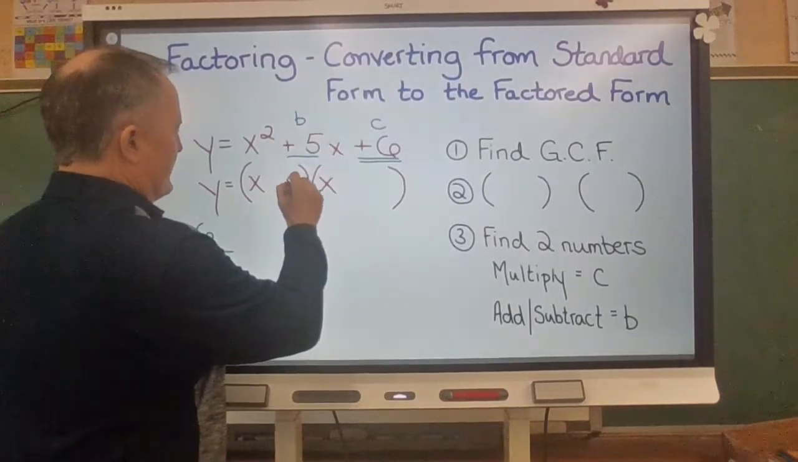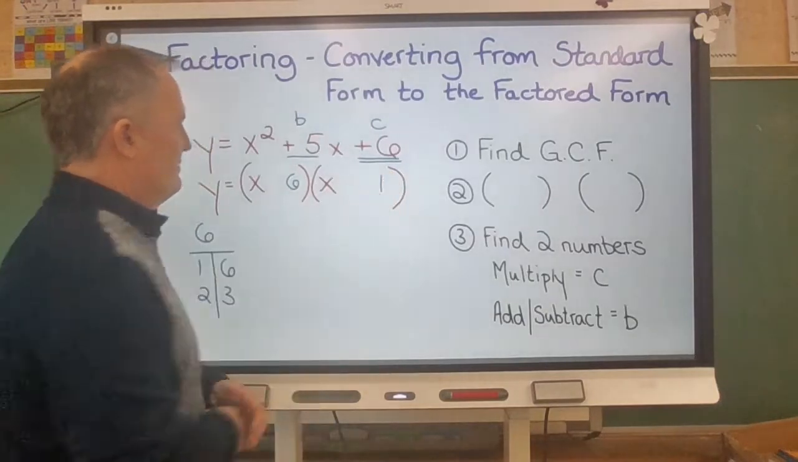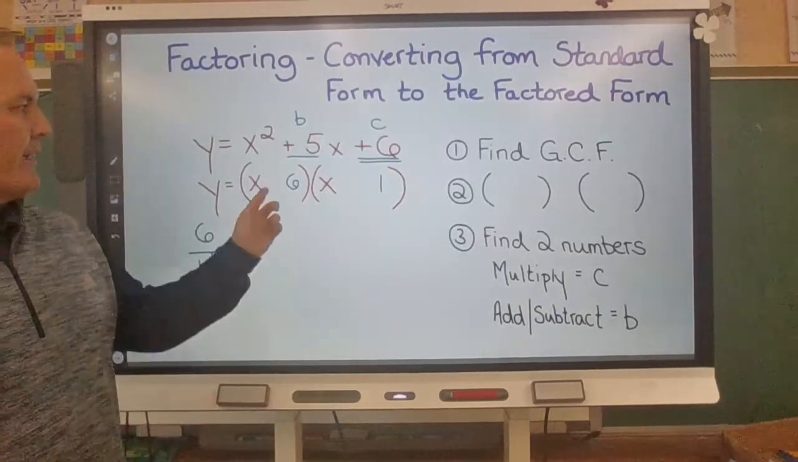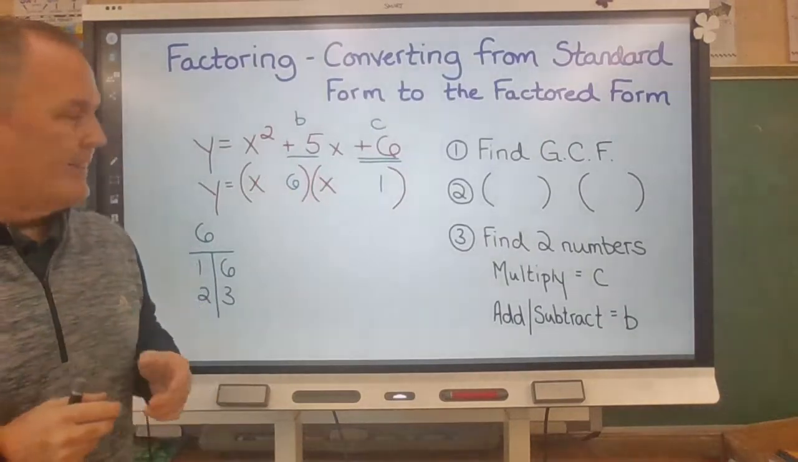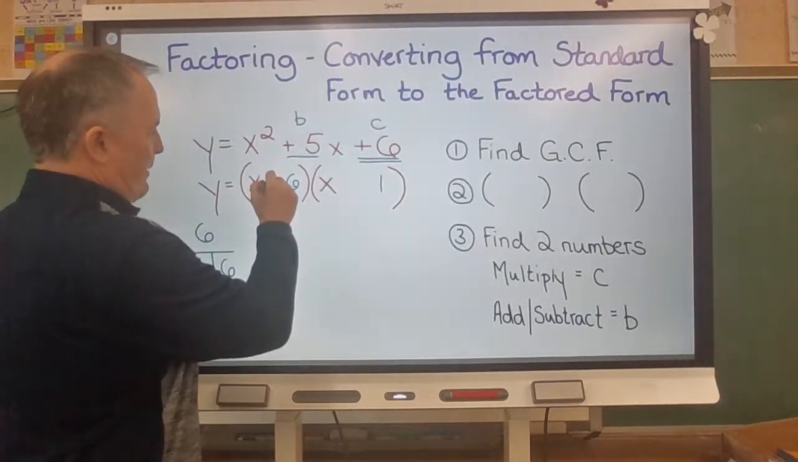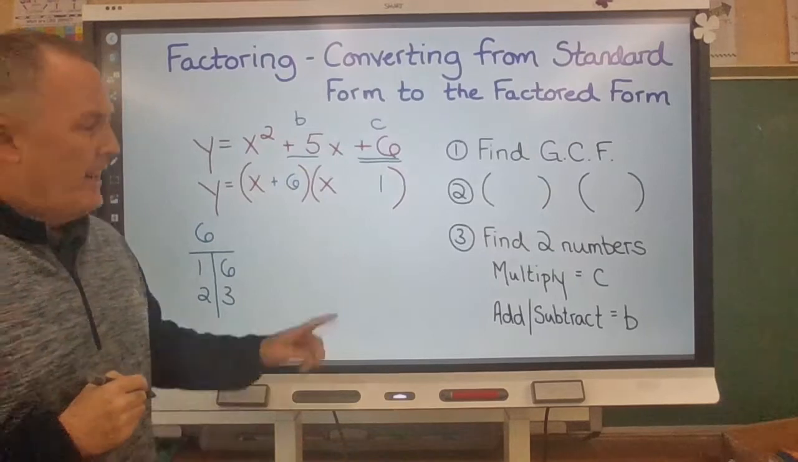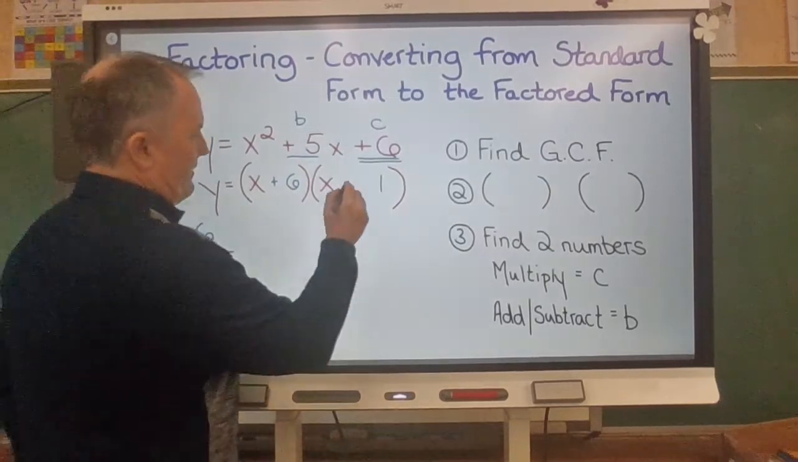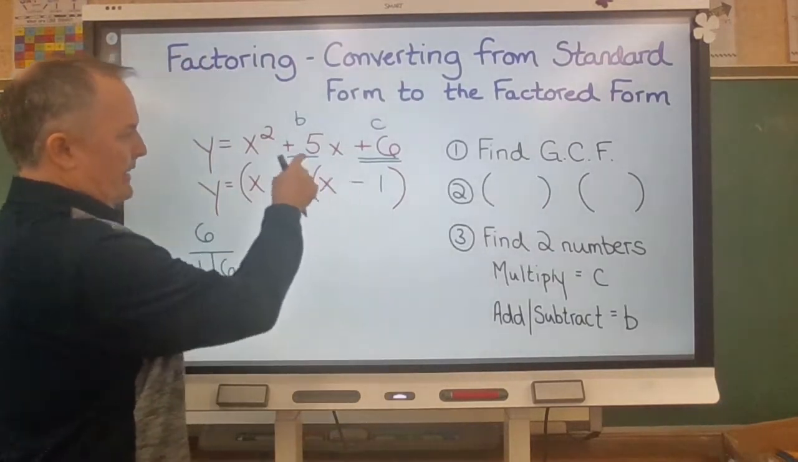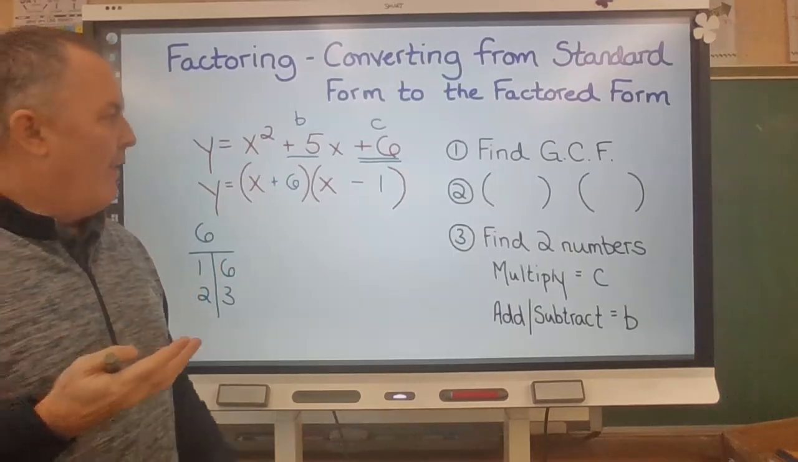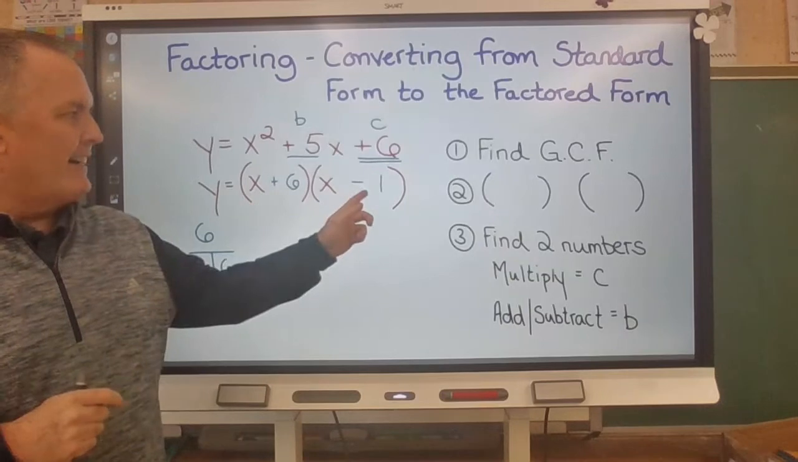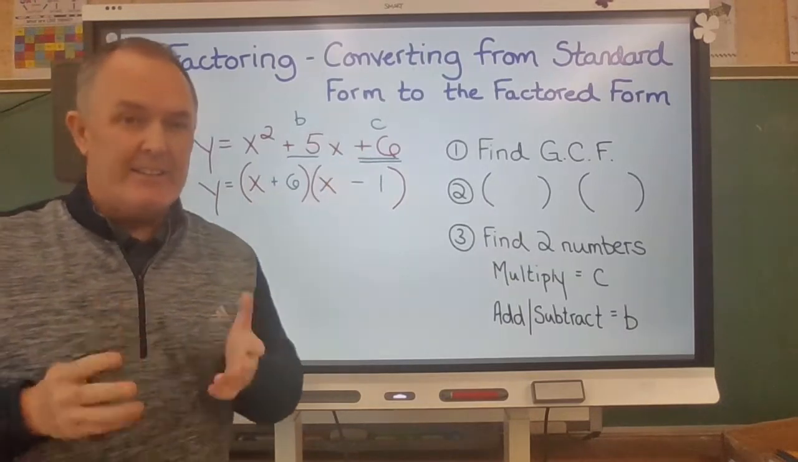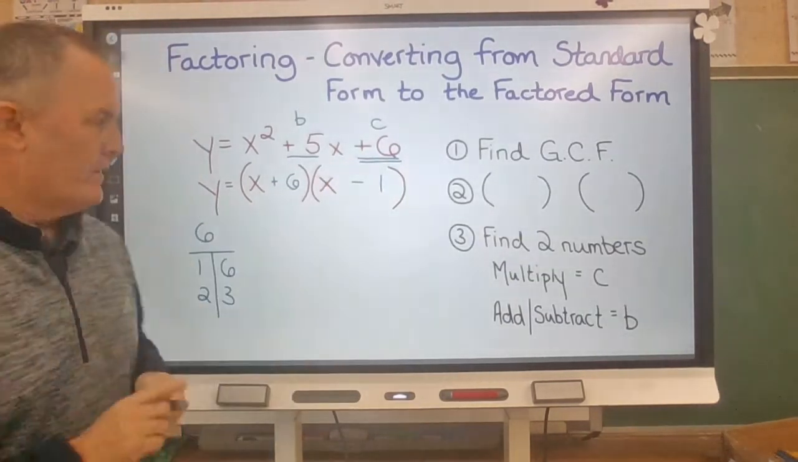Now you might think, well, let's try out 6 and 1. So if I plug in a 6 and I plug in a 1, and I want to combine them to get 5, the only way I can do that is if I make the 6 a positive and I make the 1 a negative, because 6 minus 1 is 5. However, if I use that, positive 6 times a negative 1 is a negative 6. So that doesn't work. So 6 and 1 won't work.